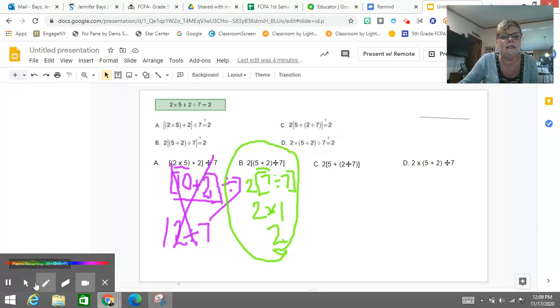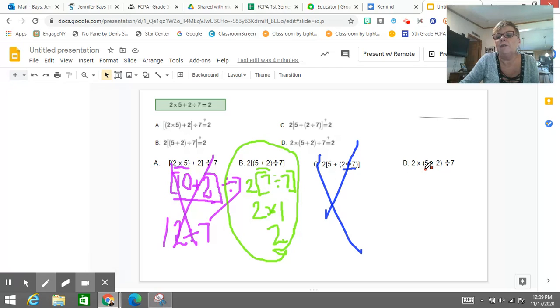But real quickly, let's kind of look at the others. This one we're going to do parentheses first. 2 divided by 7, ooh, that's a fraction. So you know the answer is not going to be 2. So not C. Let's look at the last one, D.